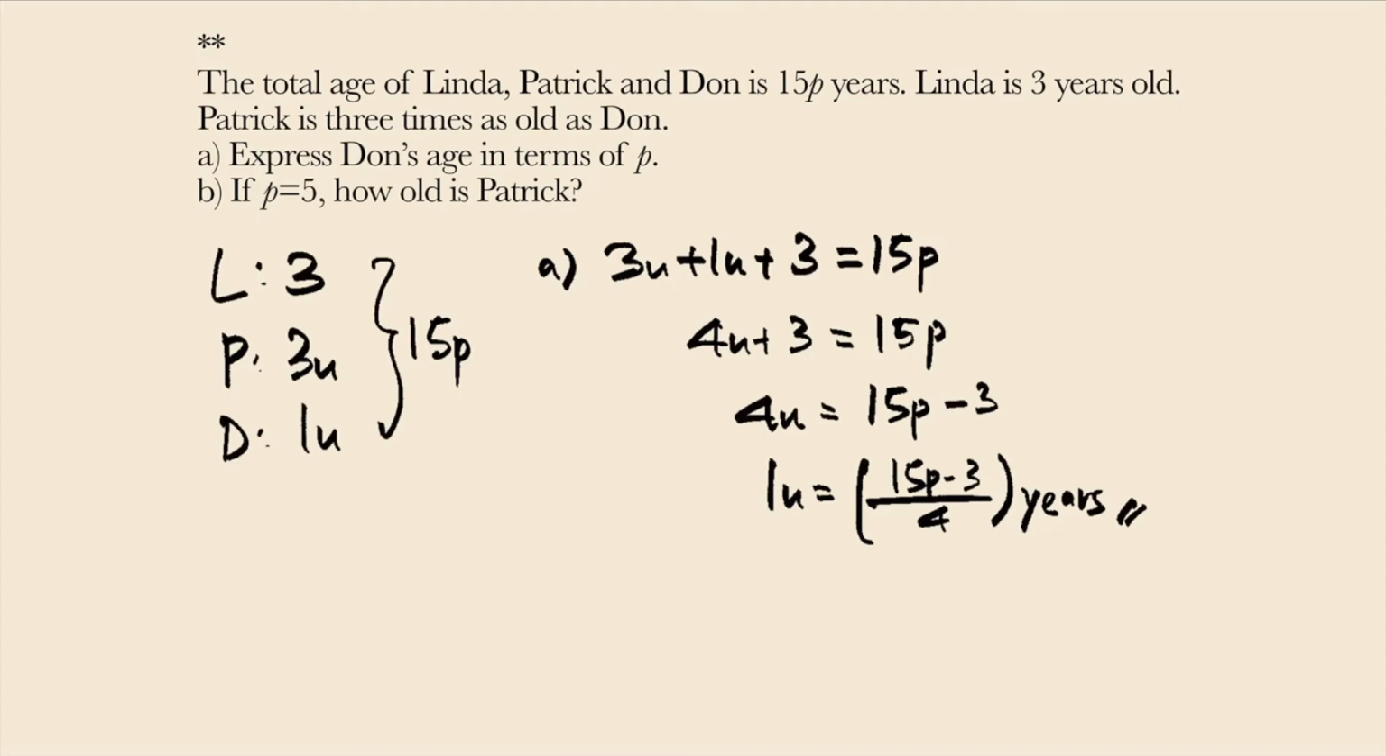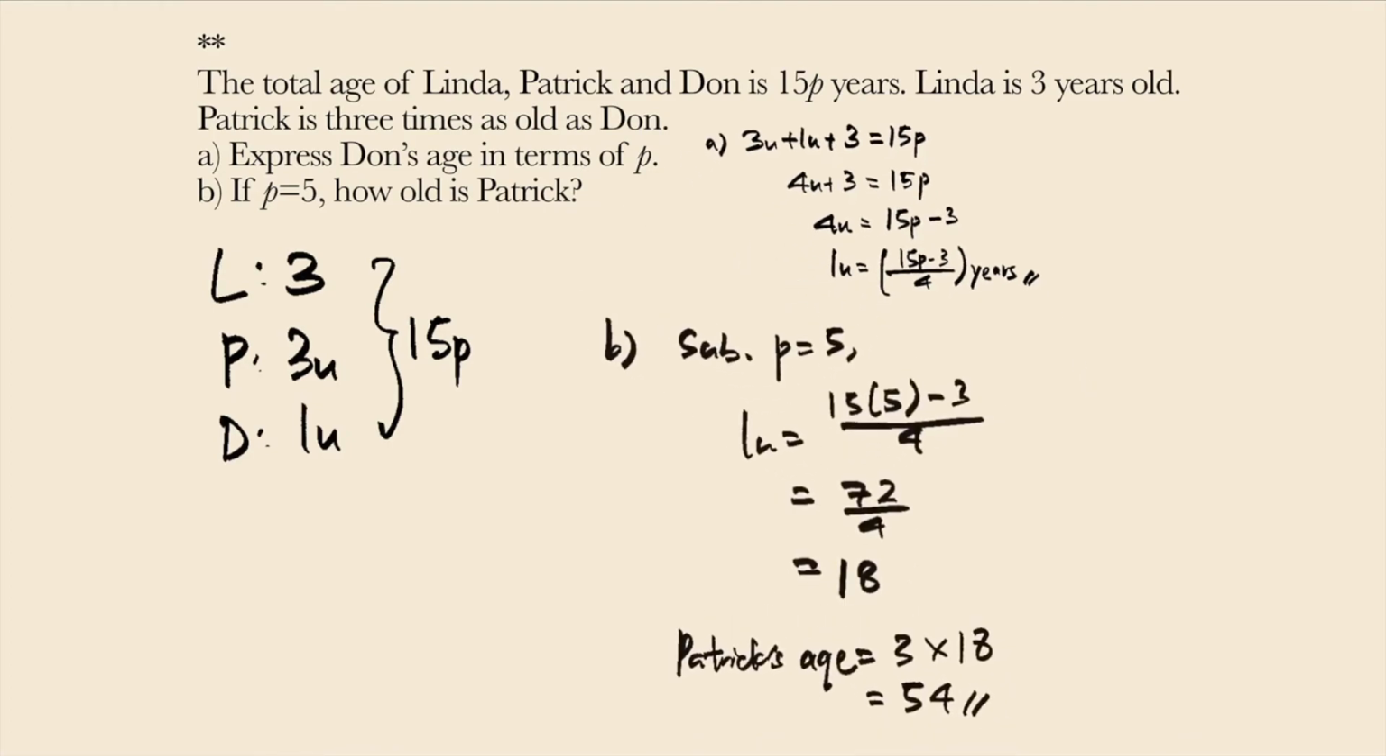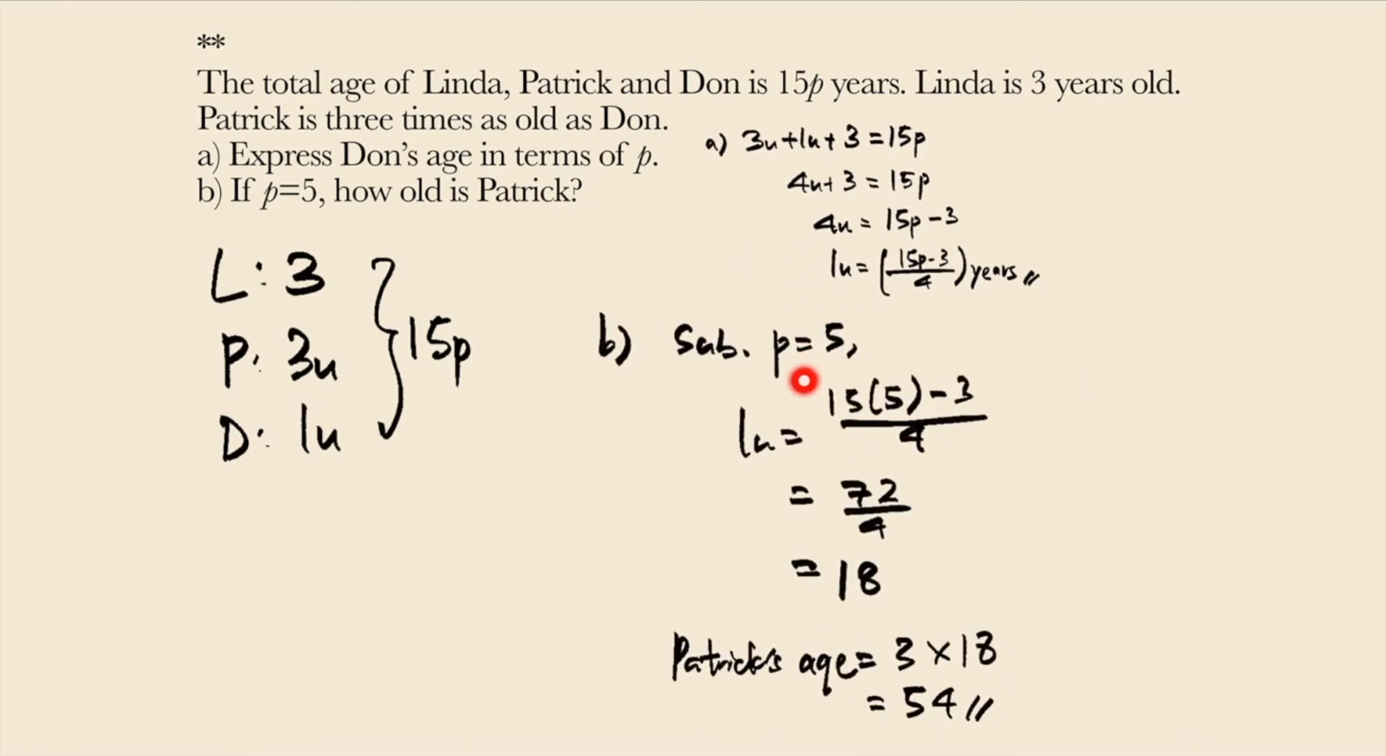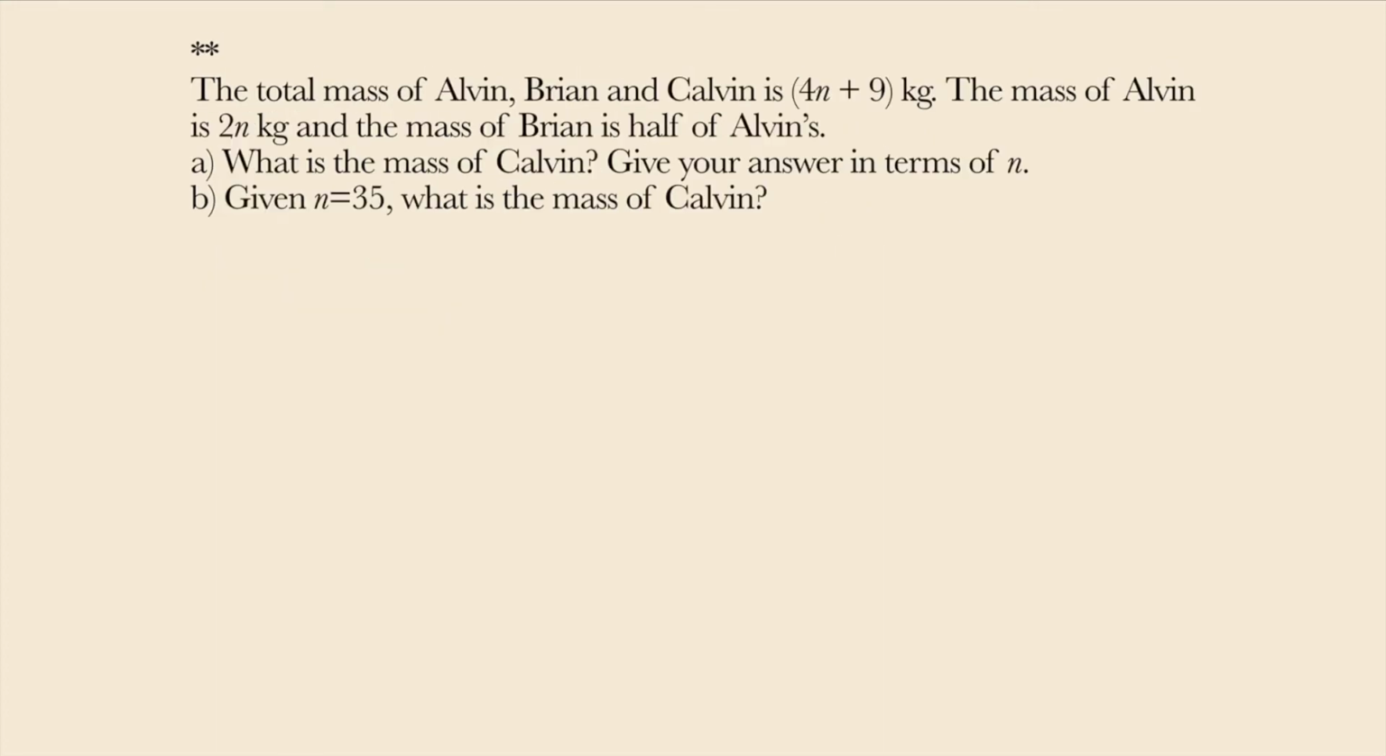Next, Patrick is 3 units, okay? So let's substitute p equals 5 into 1 unit, shall we? Now 1 unit is found to be 18. Patrick is 3 units, so 3 times 18 is 54.